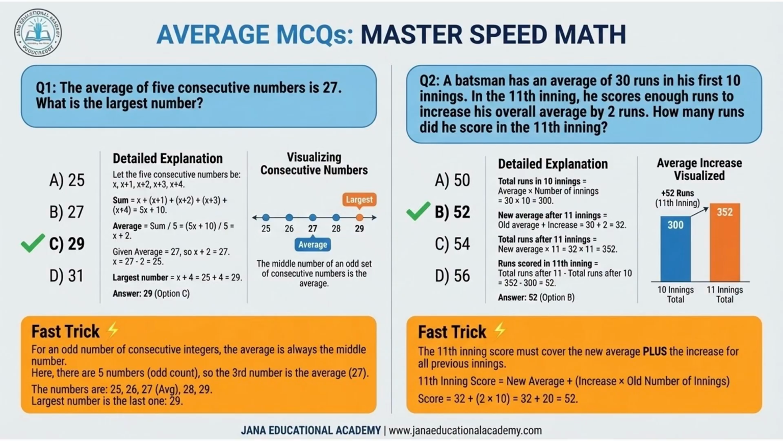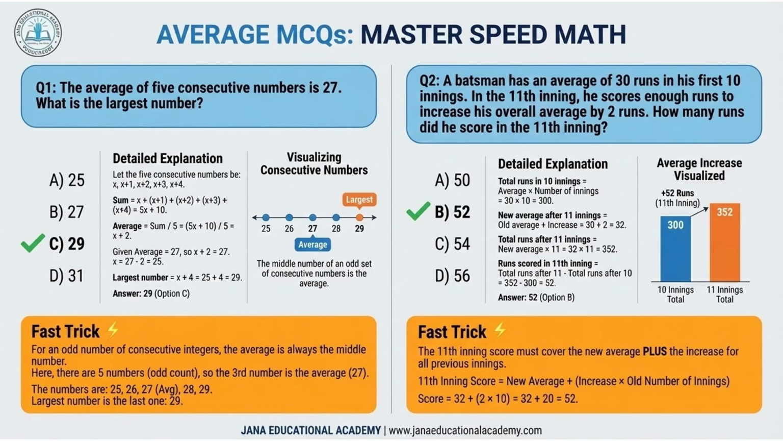Next, the average. Now you see that the average of 5 consecutive numbers is 27. What is the largest number? Consecutive numbers means 1, 2, 3, 4, 5. These 5 are consecutive numbers. Whenever there are 5 consecutive numbers, the middle one is the average number. You see 25, 26, 27, 28, 29. The middle number will be the average number. Right? That is a simple concept.